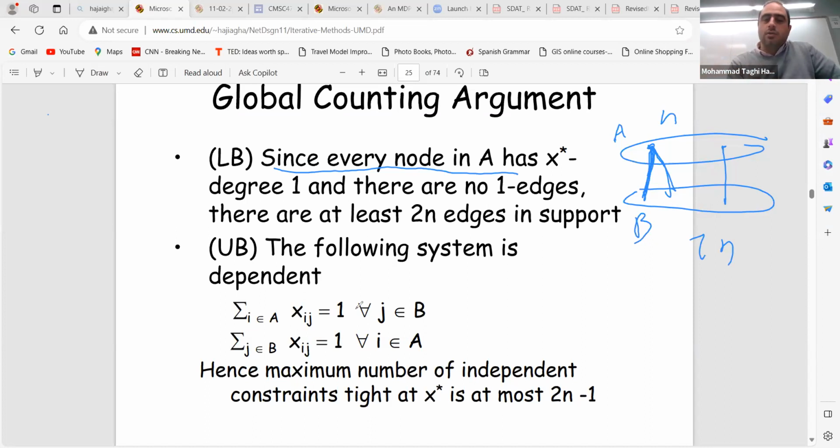Why? Okay, so these are the constraints that I have. The sum of x_ij is equal to 1, for each vertex. N constraints here, as I mentioned, the size of A and the size of B are equal to n, correct? So n constraints here, n constraints here.